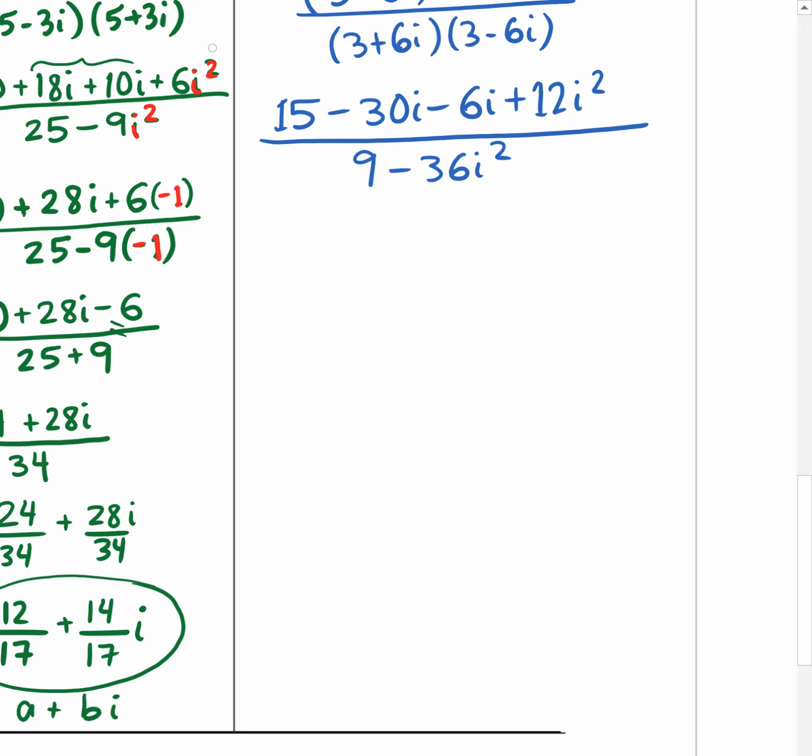So just like we've seen before, we have a couple like terms on the top that can be combined, and these i squareds that are in the numerator and denominator, I'm going to replace them both with negative 1. I'm going to get ready right now.